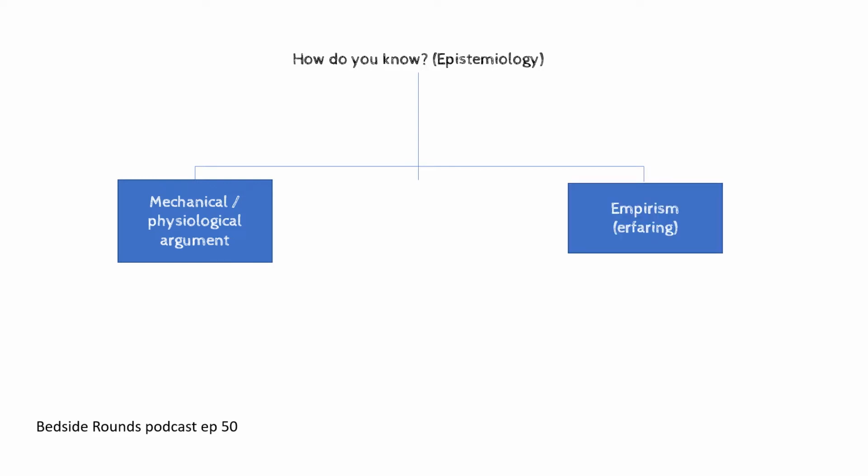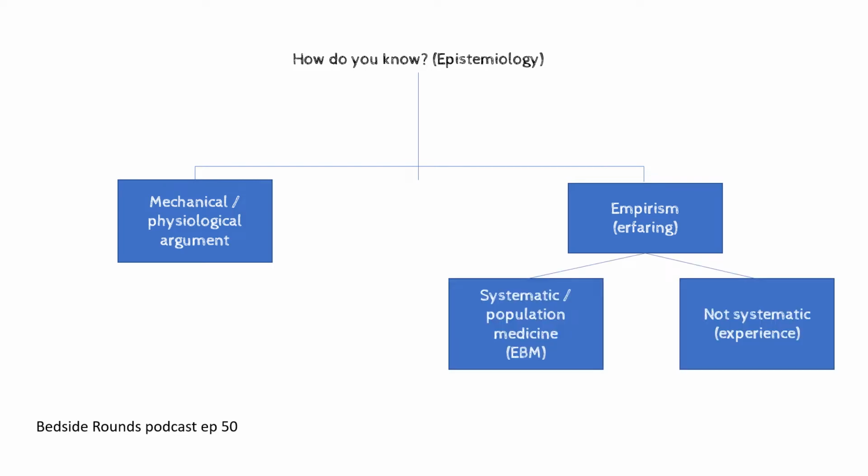And then we have empiricism, and that is experience-wise. You can have population experience, evidence-based medicine, which is more systematic. And you have non-systematic experience, which is your own experience as a clinician.